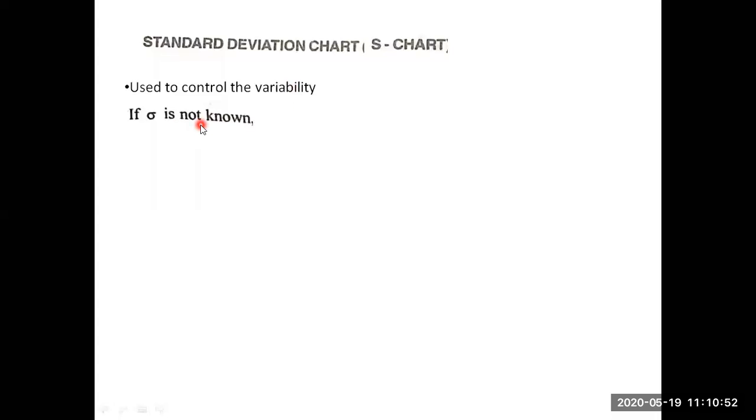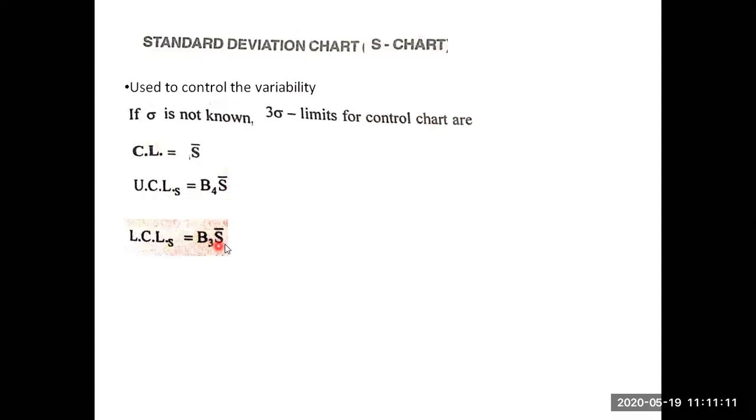If sigma, the standard deviation, is not known, how do we construct the S chart? We frame the 3 sigma control limits. The control line is S bar. The upper control line is B4 into S bar. The lower control line is B3 into S bar. So when I ask for the lower control line of the S chart, you have to say B3 S bar. The upper control line is B4 S bar.